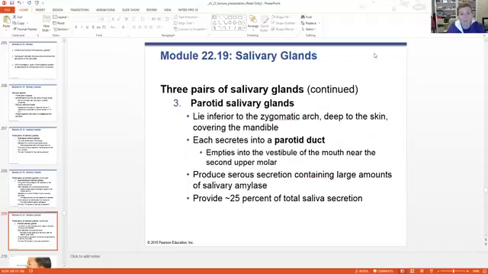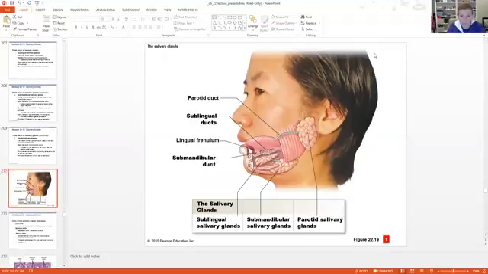Our parotid salivary glands, which are kind of up back here, you see them a lot on the models in class that look like this big blob of fat in the back. They produce a very serous secretion, a very liquidy secretion, and lots and lots of salivary amylase. It's just about 25% of our total saliva production, so the majority is coming from submandibular. There they are in their relative locations.